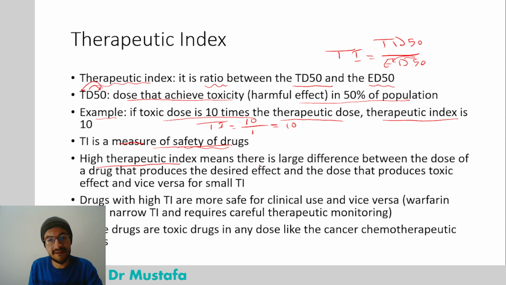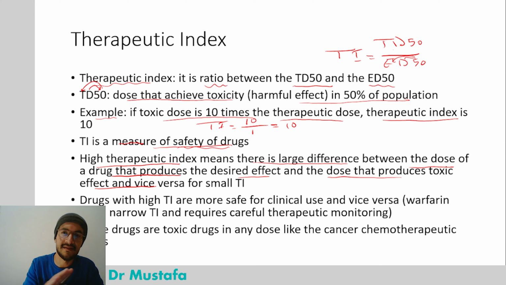A high therapeutic index means there is a large difference between the dose of a drug that produces the desired effect and the dose that produces the toxic effect, and vice versa. So a drug that has a high therapeutic index is safe, while a low therapeutic index means it is dangerous, because the difference between the toxic dose and the therapeutic dose is small, so we can reach toxicity with a small dose. So drugs with high TI are safer for clinical use and vice versa.